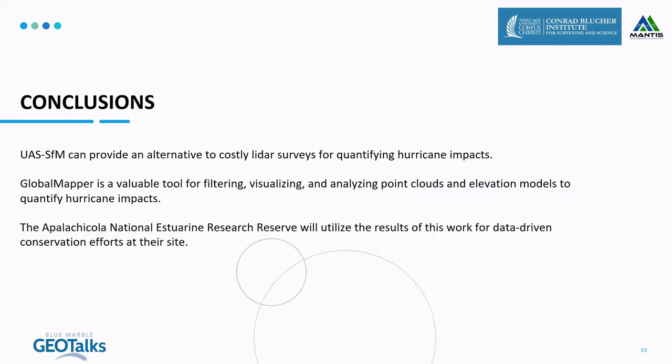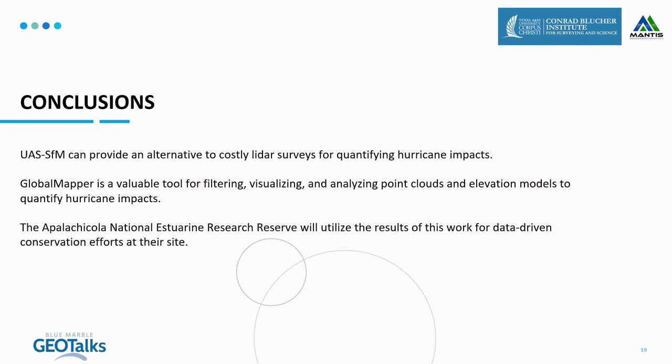Coming to our conclusions here, so we ultimately determined UAS structure for motion can provide an alternative to those costly LiDAR surveys, which would be really great at a regional level. So the last LiDAR survey that I found for the study site, freely available on NOAA Digital Coast, was from 2010. So it might not accurately show what the study site looked like directly before Hurricane Michael made landfall. That was an 8-year period, and that can change a lot just naturally.